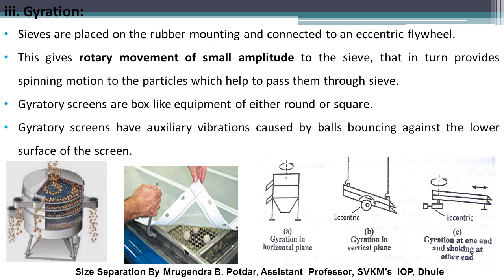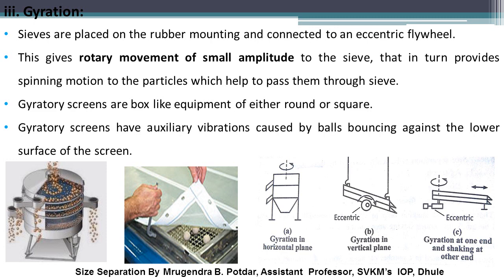The particles are passed through a number of different sieves. Gyratory screens are box-like equipment, either round or square in shape. Gyratory screens have auxiliary vibrations caused by balls bunching against the lower surface of the screen. If you observe the diagram again, there is a rounded or square shape.